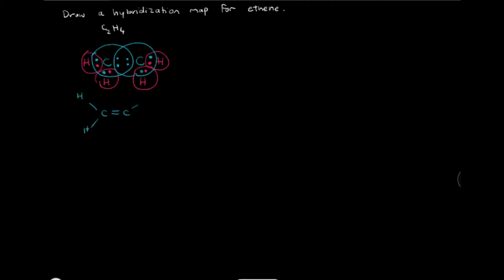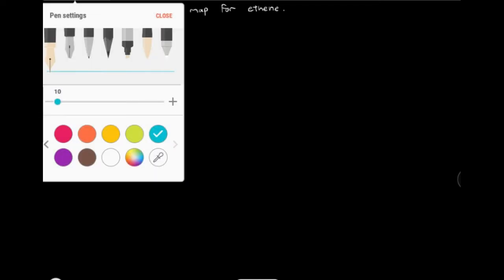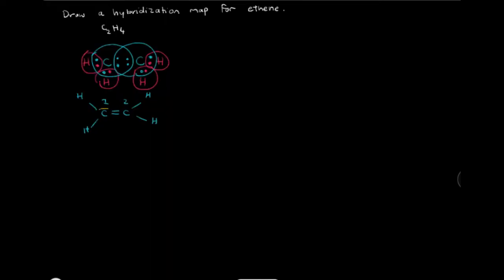So now when we look at this, you notice here that each carbon, call this carbon 1 and carbon 2, each carbon has 2 sigma bonds, right? 1 sigma to each hydrogen. And then they also have another sigma bond to the carbon. So this double bond here, which we need to kind of dissect, right?